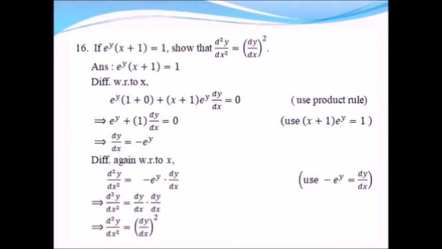Now find the double derivative. Differentiate again with respect to x, you will get d square y by dx square is equal to differentiation of minus e to the power y, which is minus e to the power y into dy by dx.